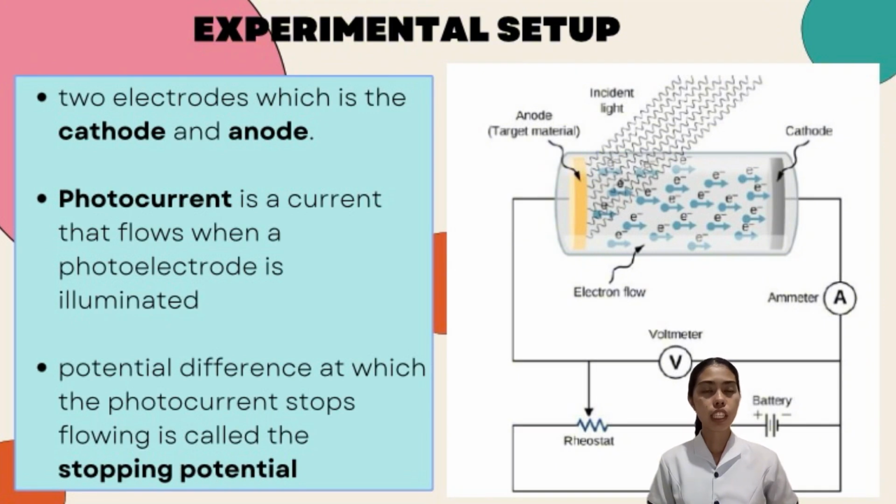We have a photoelectric experimental setup here. So we have two electrodes, the cathode and the anode. The yellow object here serves as our target material or the anode, and the gray object is the cathode. So when incident light strikes the anode, its electrons flow to the cathode. Photocurrent is the current that flows when a photoelectrode is illuminated. And stopping potential is the potential difference at which the photocurrent stops flowing.